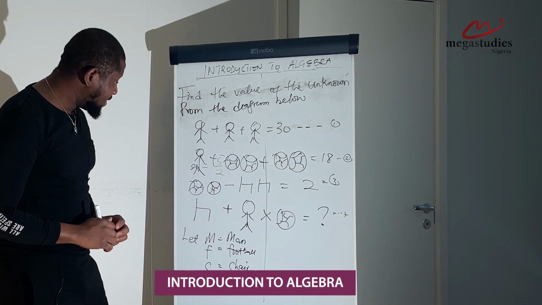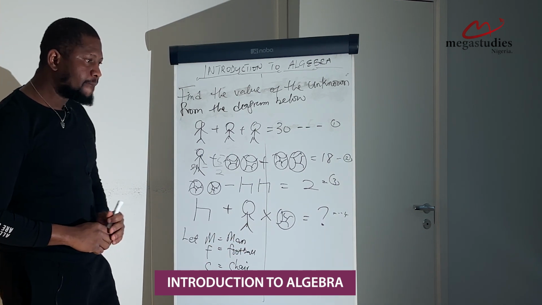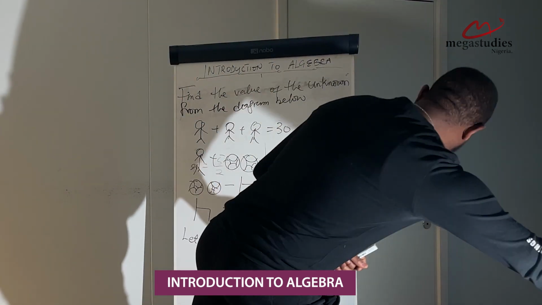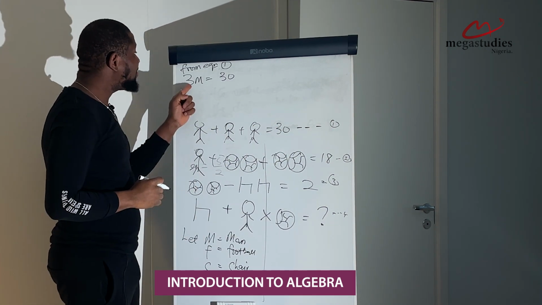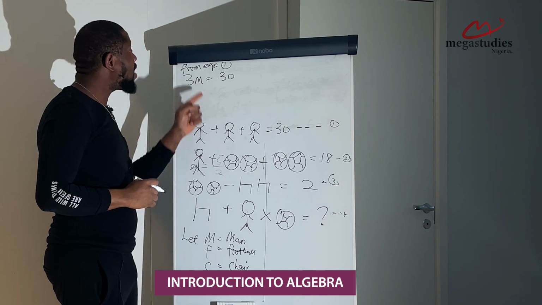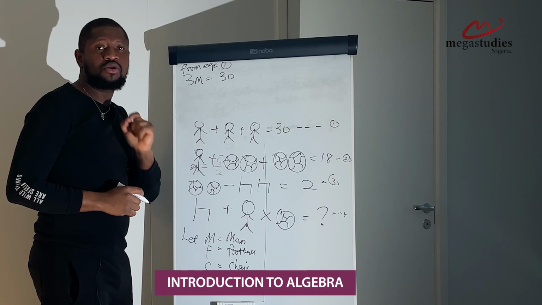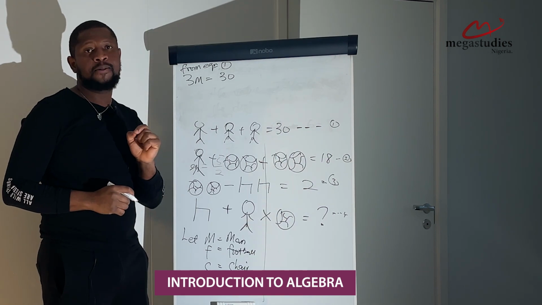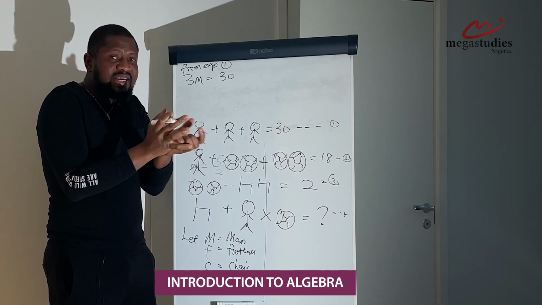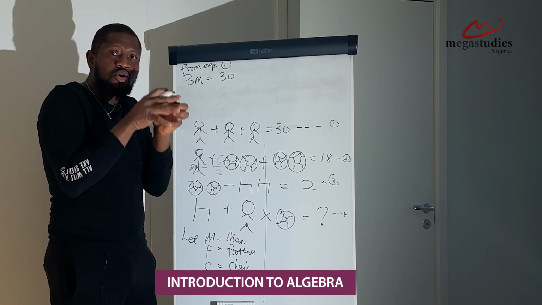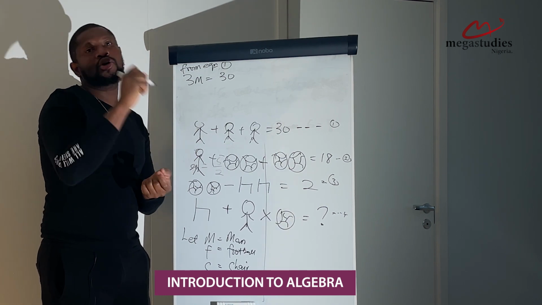We have something like this. M represents man, F represents football, C represents chair. Now, let's say from equation 1, if we have 3m is equal to 10, what are we looking for? We are looking for the m, which is the man, the number that represents this m. That is the essence of algebra. Algebra is an expression whereby symbols are used to represent unknowns. The main aim is to find the value of the unknown.